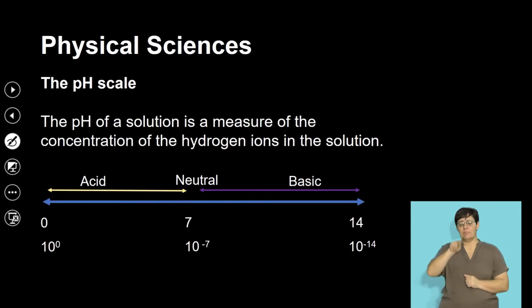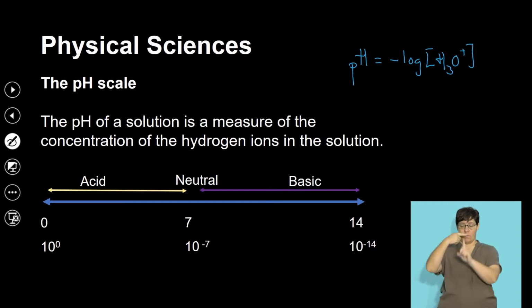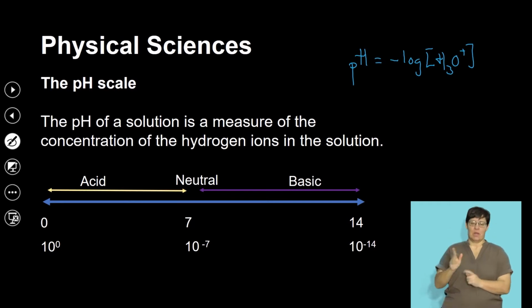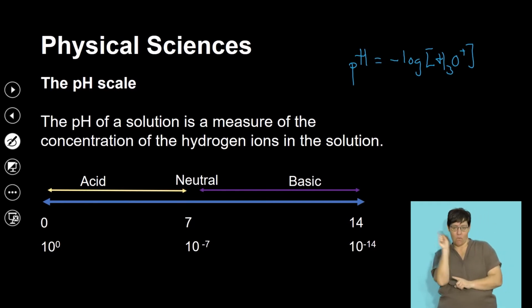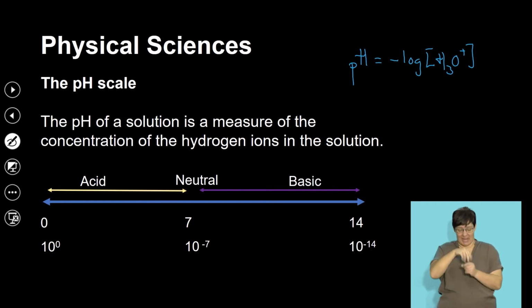Now, the pH scale of a solution is a measure of the concentration of the hydrogen ions in a solution. So familiarize yourself with the equation pH equals negative log of the hydronium ion concentration. This is in the data sheet, but we're not going to focus a lot on the actual calculations. Let's be mindful that it's about the concentration of the hydronium or hydrogen ions in a solution, and the scale ranges from 0 to 14.